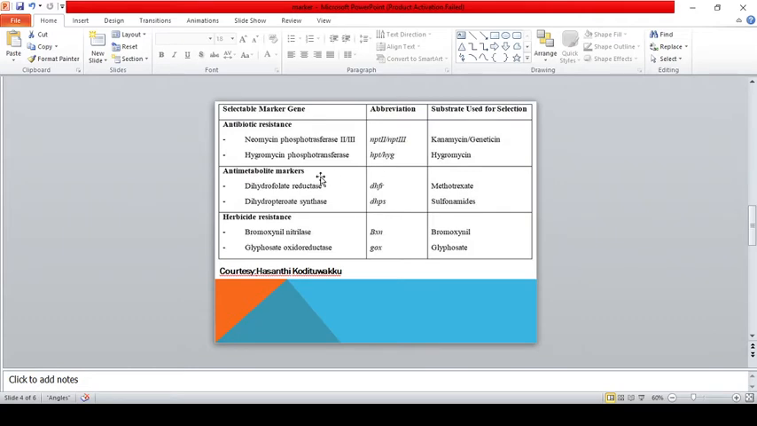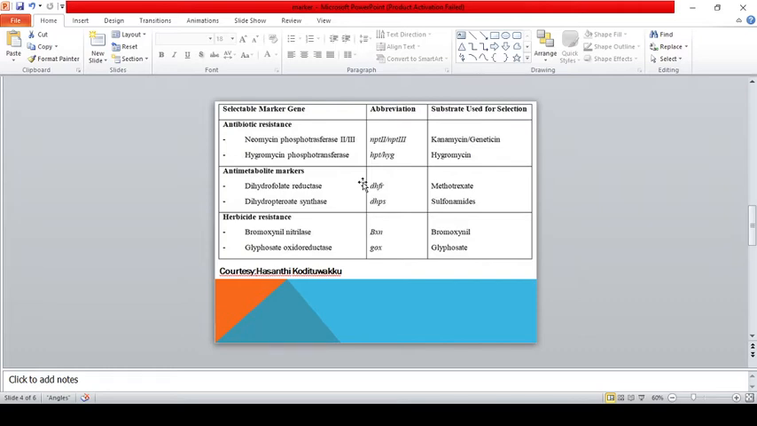Another type of selectable marker gene is the antimetabolite marker. Dihydrofolate reductase is one such antimetabolite marker, and the substrate used for it is methotrexate. The next antimetabolite marker is dihydropteroate synthase. The substrate used for this marker is sulfonamides or sulfa drugs.